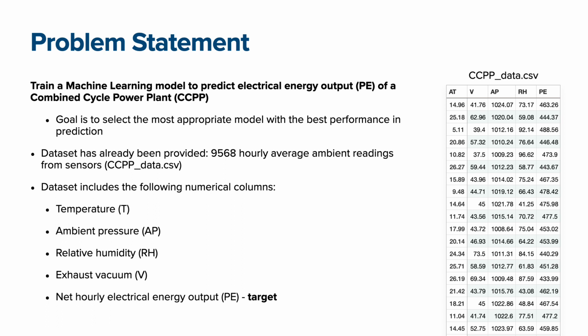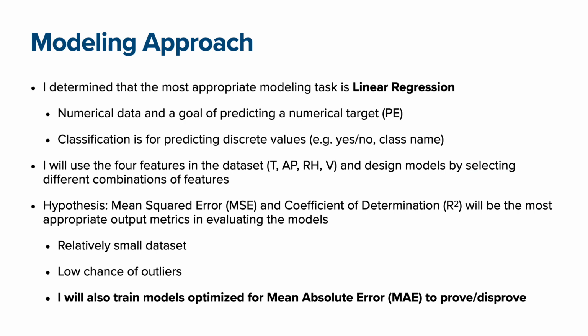We were given a data set in the form of a CSV file with over 9,500 observations from environmental sensors. This data set included the temperature, ambient pressure, relative humidity, exhaust vacuum, and the net hourly electrical energy output, which was our target. The first step was to determine what is the most appropriate modeling task to use for building and training this model. Because this was numerical data and we had a goal of predicting a numerical target, I felt that linear regression was the right choice over classification.